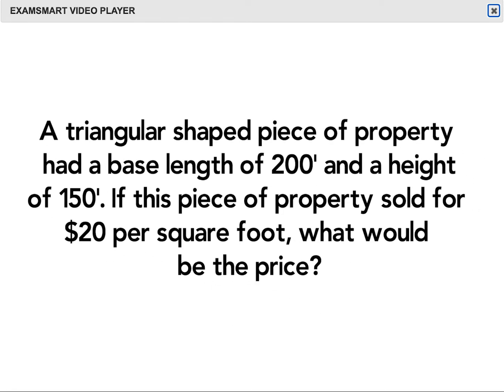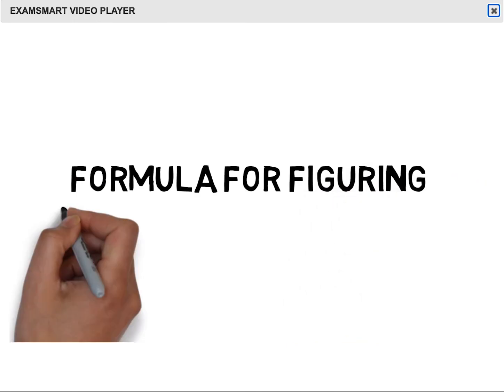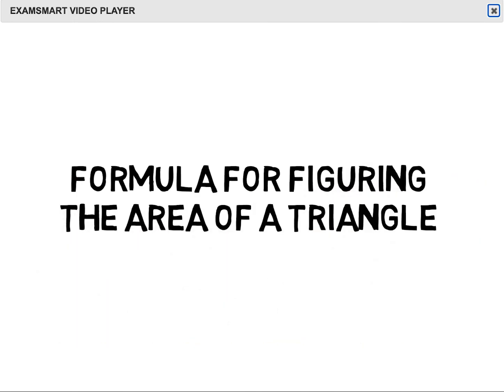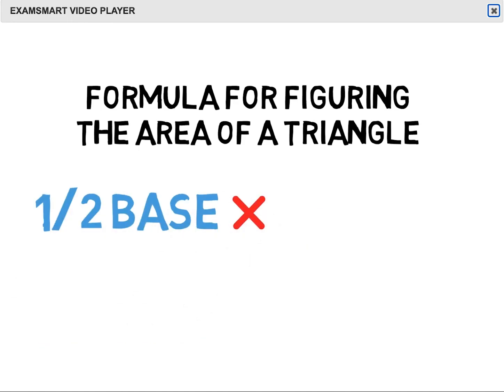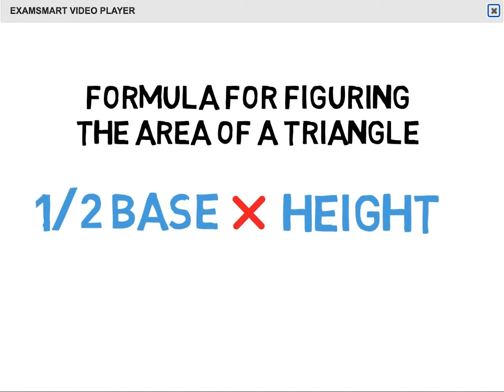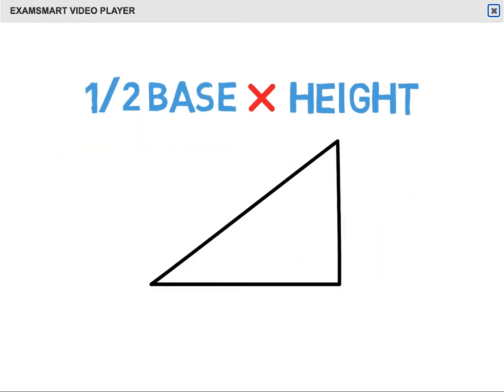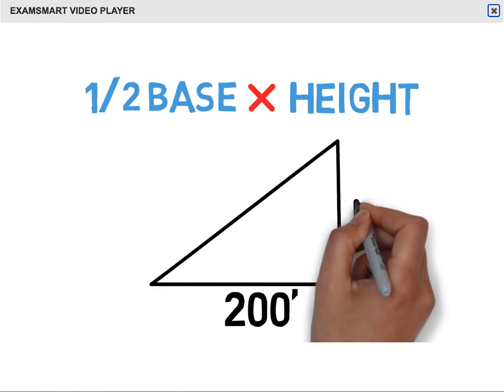A problem might say that a triangular-shaped piece of property had a base length of 200 feet and a height of 150 feet. If this piece of property sold for $20 per square foot, what would be the price? We have to know the formula for figuring the area of a triangle. The formula is 1/2 the base times the height. So we can draw our triangle here, and our base is 200 feet, the height is 150.